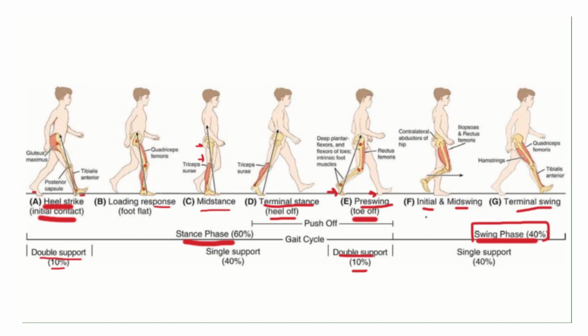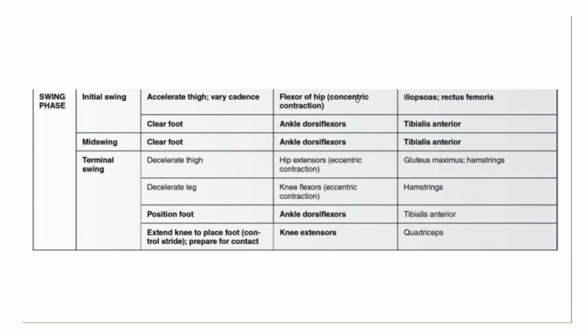So the initial swing, as we have studied earlier, the thigh muscles helped in decelerating the back movement of the thigh, which was moving back here. Now the same muscles will be accelerating the thigh in forward direction, as you can see here. These muscles include the flexors of hip, which were iliopsoas and rectus femoris. So these muscles will help in forward movement of the thigh, or forward acceleration of the thigh.